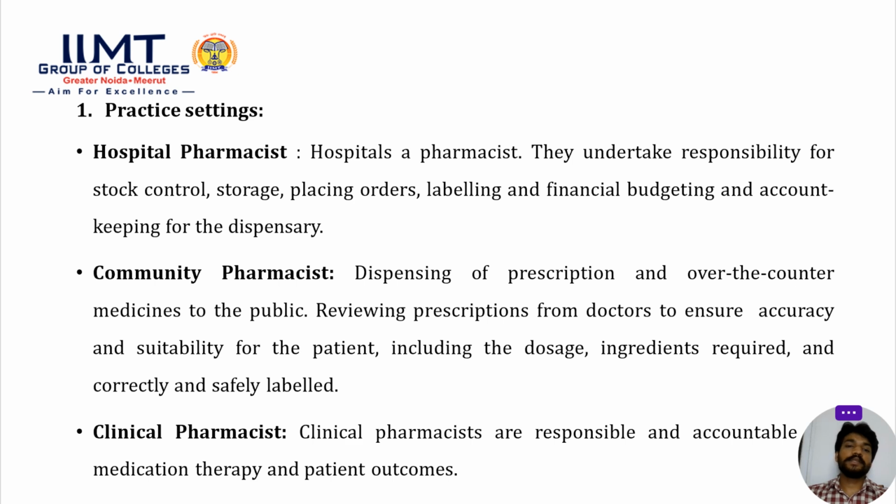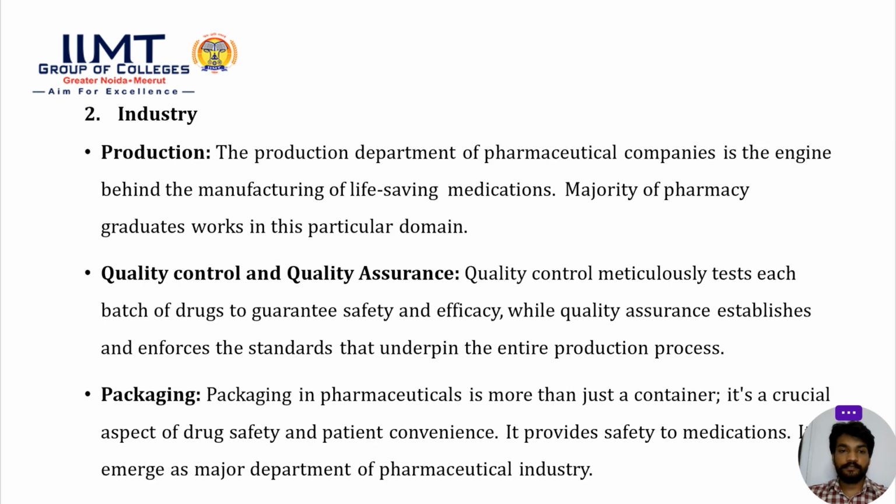First we will talk about the practice settings, that is, the hospital pharmacist. Hospital pharmacists undertake the responsibility of stock control, storage, placing orders, labeling, and financial budgeting. Next is the community pharmacist: dispensing of prescription and OTC medication to the public, and reviewing prescriptions from doctors to ensure accuracy and suitability for the patient. Next is the clinical pharmacist. Clinical pharmacists are responsible and accountable for medication therapy and patient outcomes. Next, we talk about the industry. In industry, there are various departments, out of which first is production.